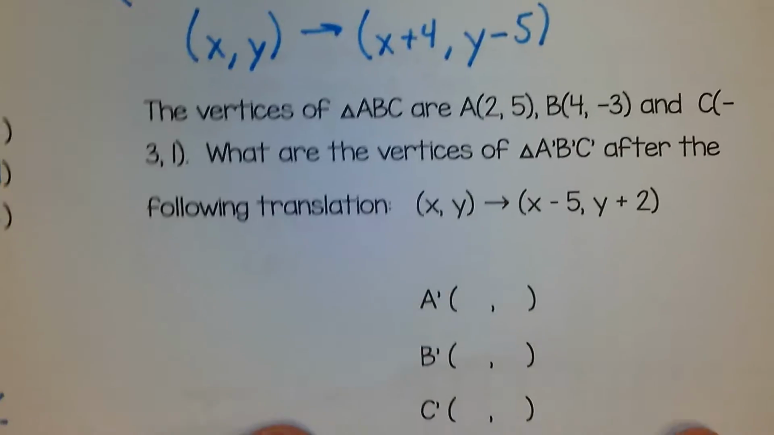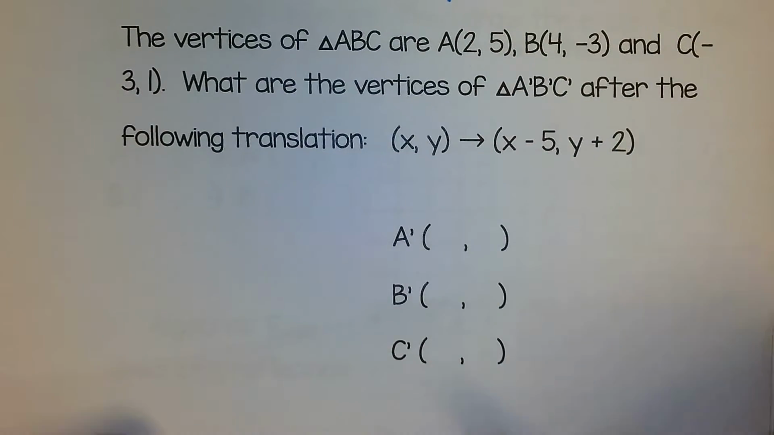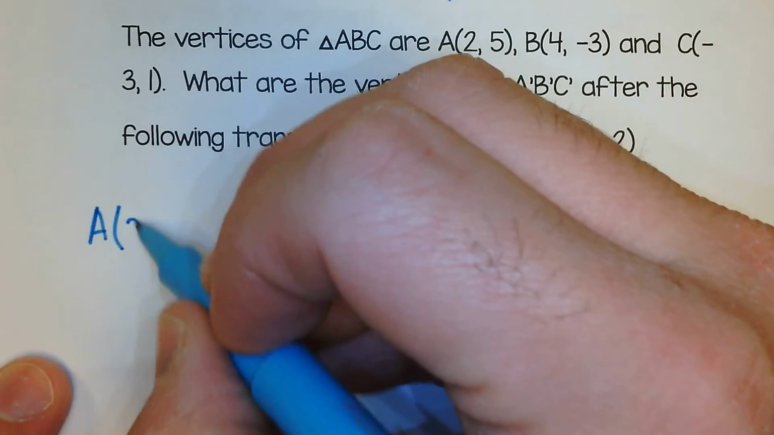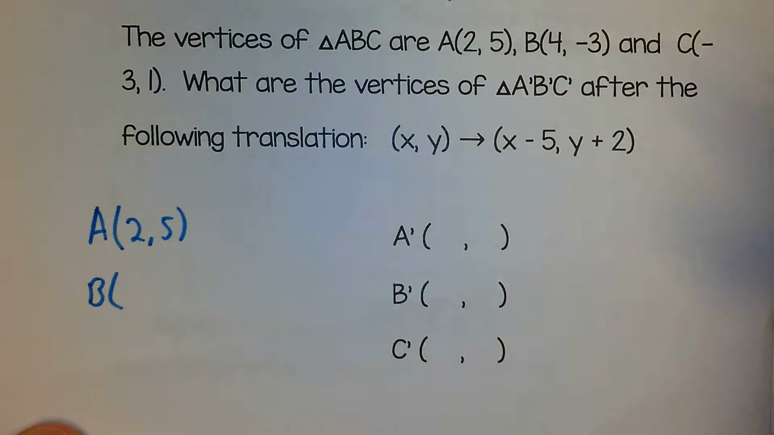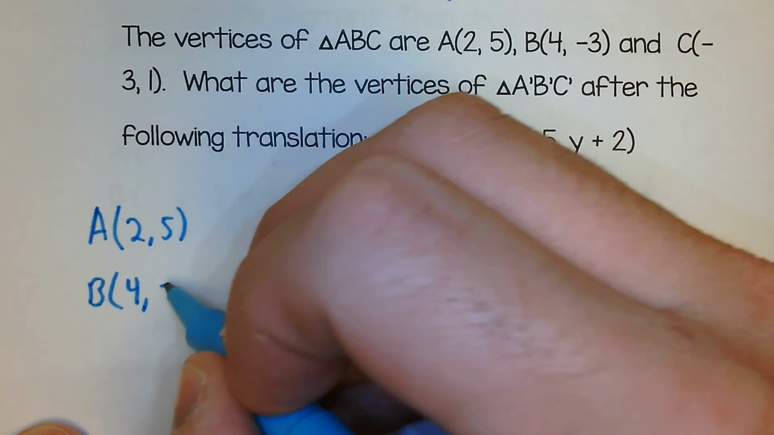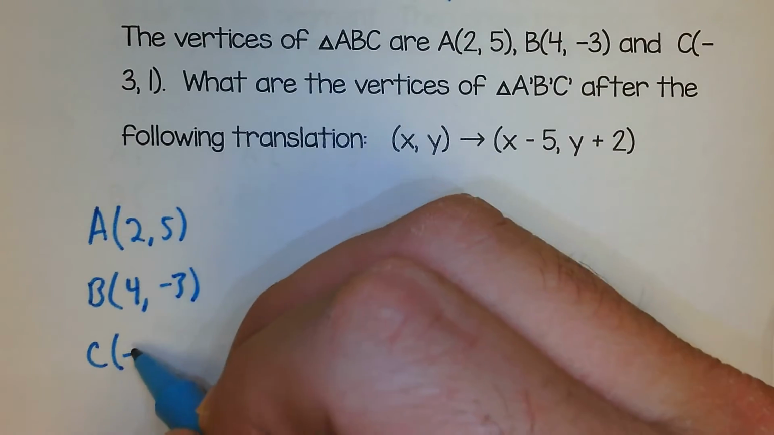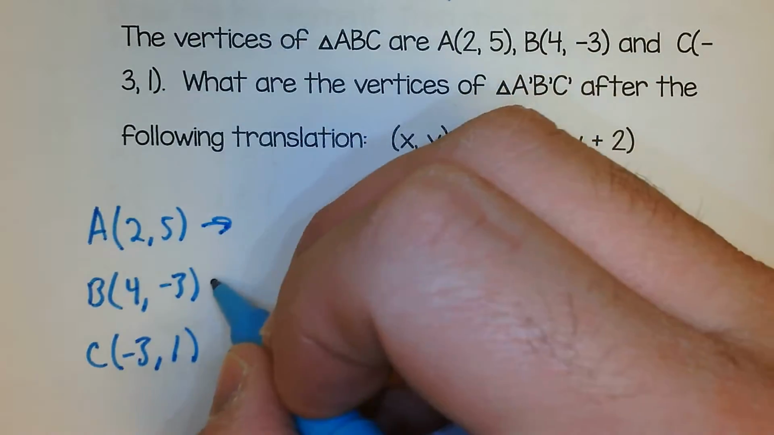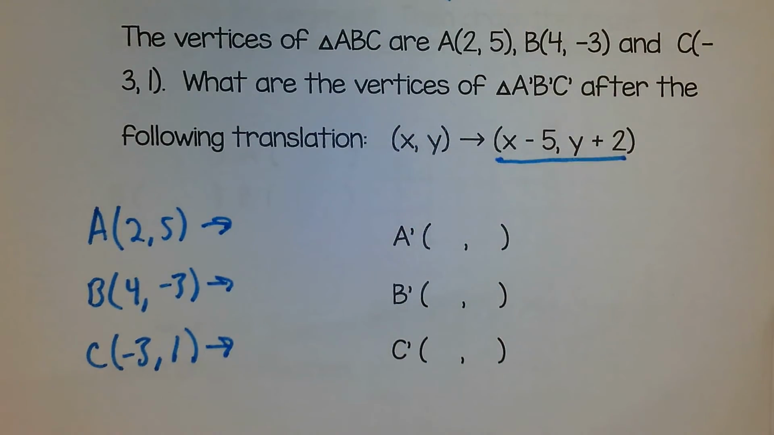Okay, for the last one, we have the vertices of triangle ABC. They give us what A, B, and C are. So let's plot those. A is (2, 5). B is (4, -3). And it's kind of hard to see because it's out of the way, but C is actually (-3, 1). We're going to transform these by using the algebraic rule (x - 5, y + 2).